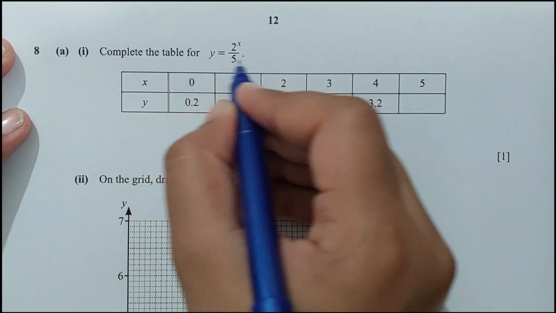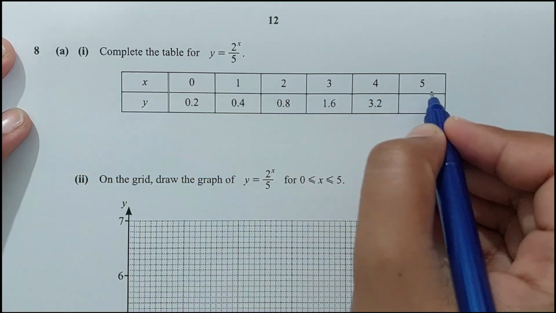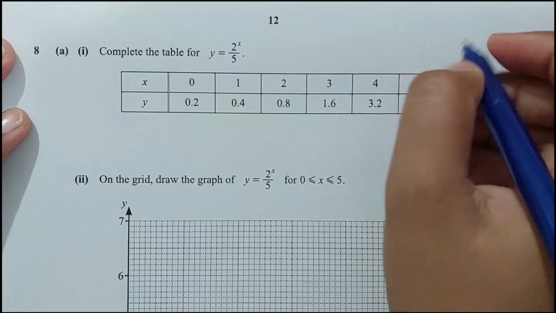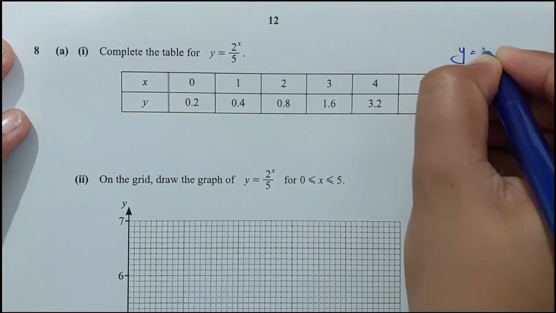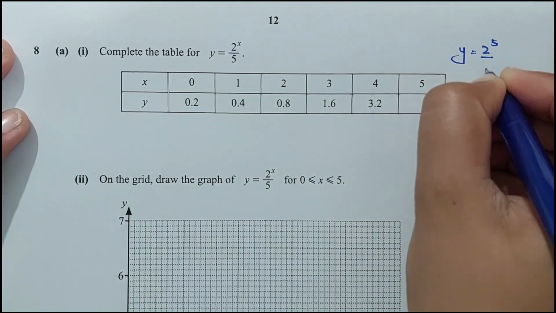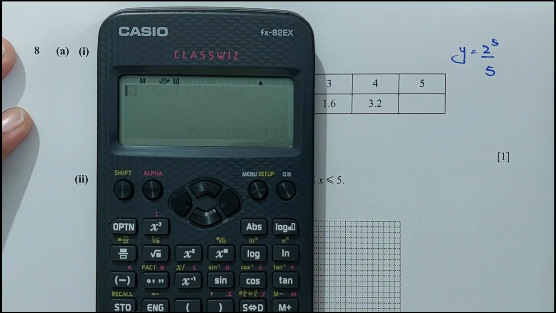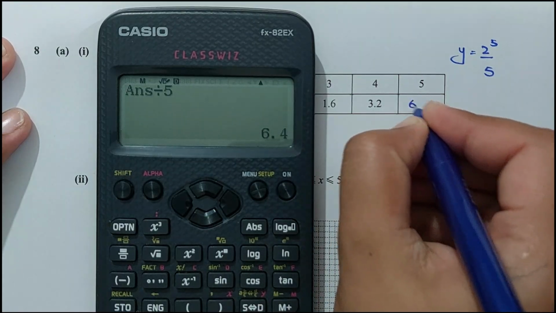Question number 8, part A, number 1: complete the table for this function. We have to solve for y when x equals 5. So what is y when x is 5? 2 to the power of 5 divided by 5. Simplify: 2 to the power of 5 divided by 5 is 6.4.